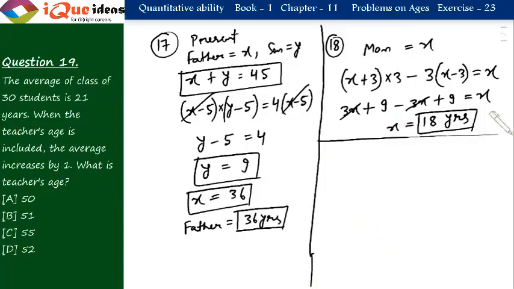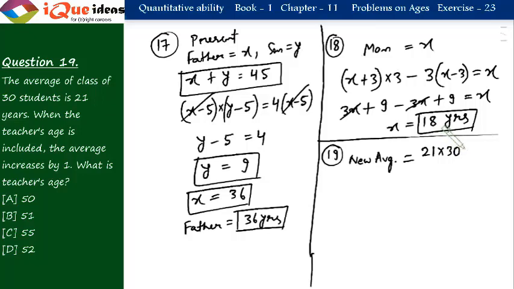Now question number 19. It says the average of the class of 30 students is 21. When the teacher's age is included, the average increases by 1. So that means the average becomes 22. What is the teacher's age? Let's calculate the new average with the method of combined average. Now new average would be equal to total sum. Now total sum would include the sum of 30 students. Now what is the sum of 30 students? It is average 21 into 30 students. That is the total sum of the ages of all the students.